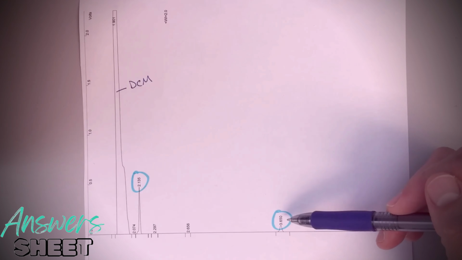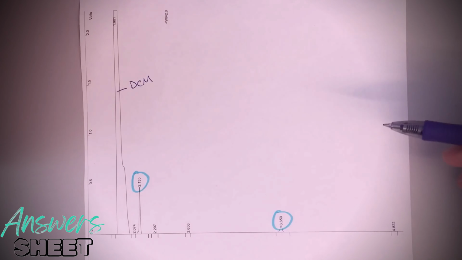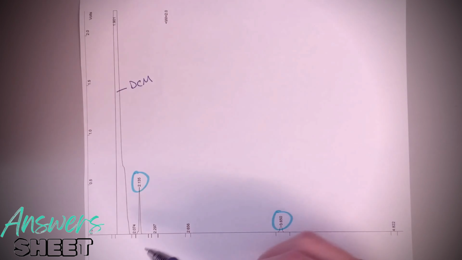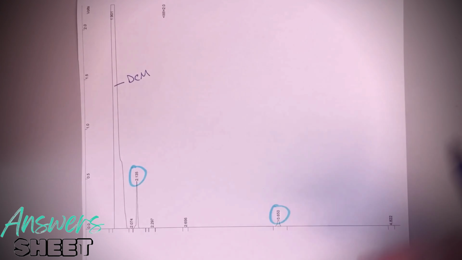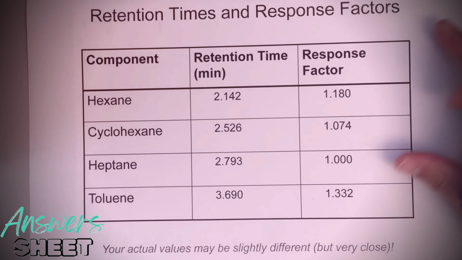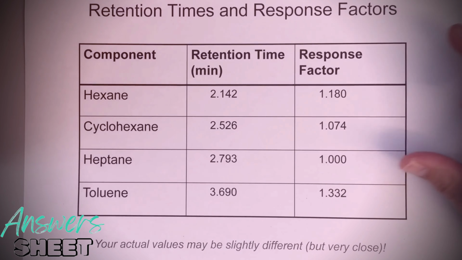Then I've got two little peaks coming out here, one at 2.135 minutes and one at 3.650 minutes. And those are going to be the things that we need to identify. So what I'm going to do is go to my table from the slides that give you the retention times. Now these retention times might not be exactly the same, but they're going to be pretty close.